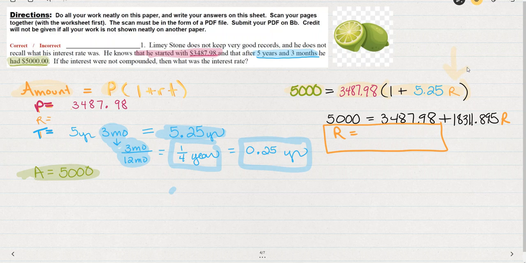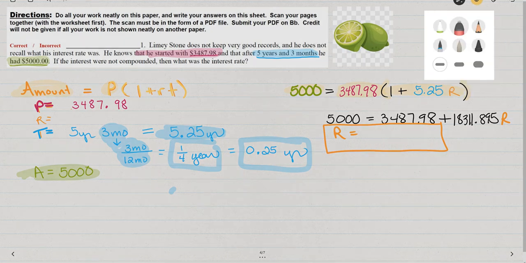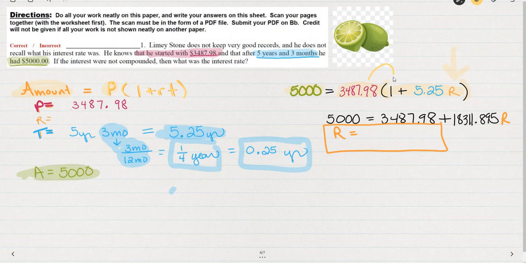I could solve this simple linear equation to find the interest rate. Now be careful with this pink 3,487.98 cents. Remember from your algebra that we're going to distribute it to each of these two, and that's where this number here comes from.